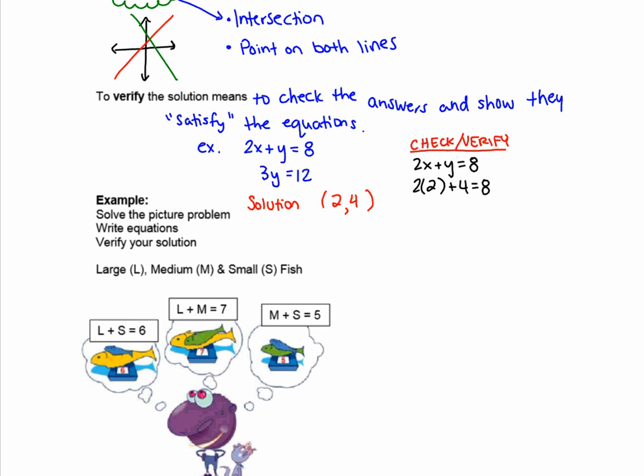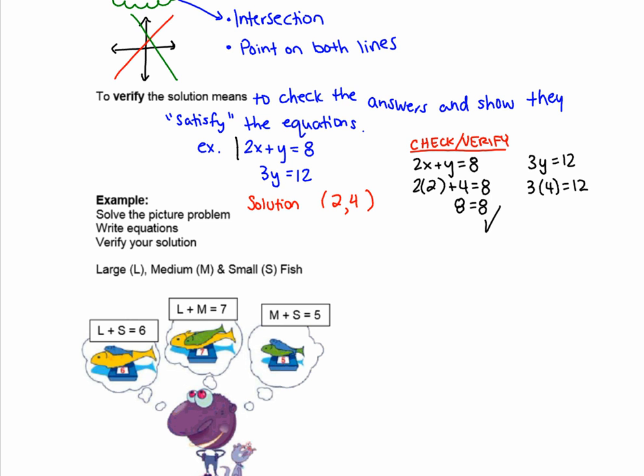So we actually treat the left side separately from the right side. 2 times 2 is 4. 4 plus 4 is 8. So does 8 equal 8? Yes. Okay. And then I'd also sub it into the other equation. 3 times the y value equals 12. Yes.